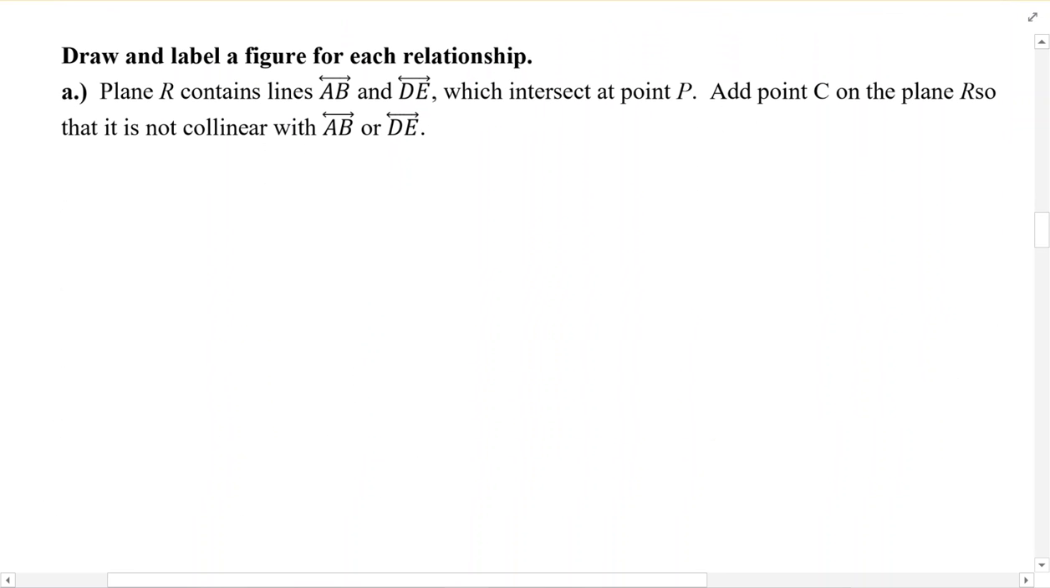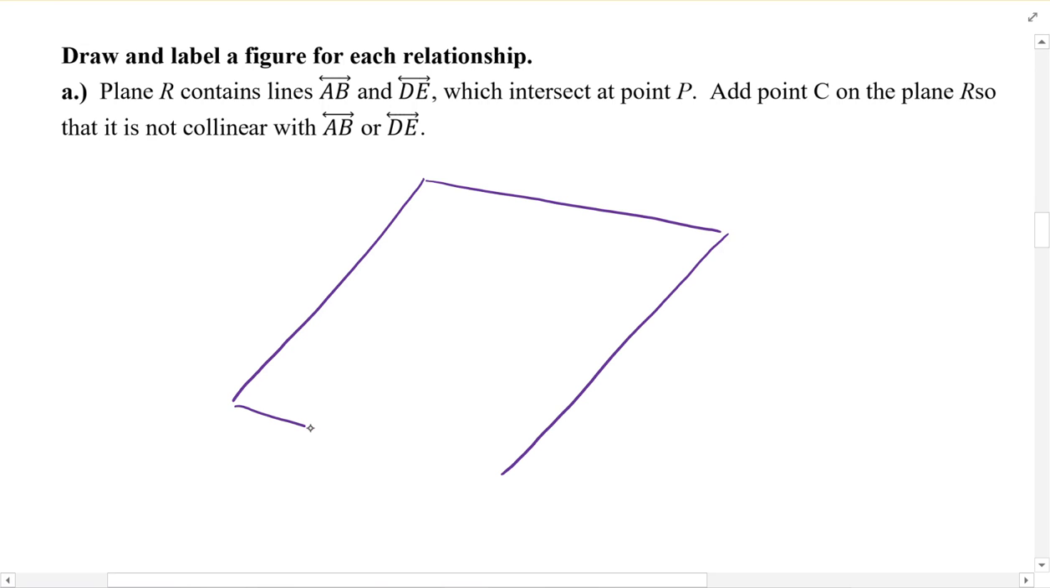There's going to be times when I'm going to ask you to draw and label a figure and give you a bunch of relationships. Just start, figure out how they go, just read across and continue to draw is the easiest way to do it. So I can draw any shape for a plane, and I'll name it plane R. It contains lines AB and DE, which intersect at point P.